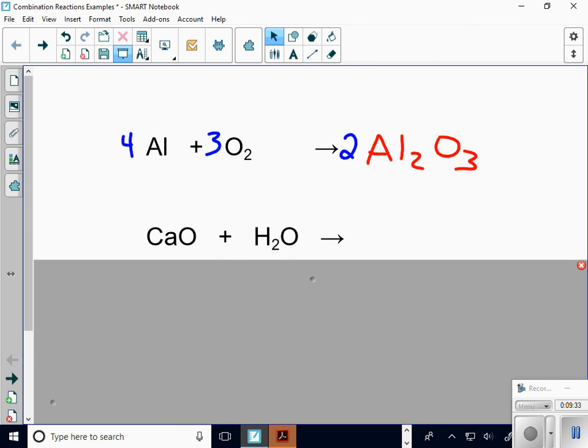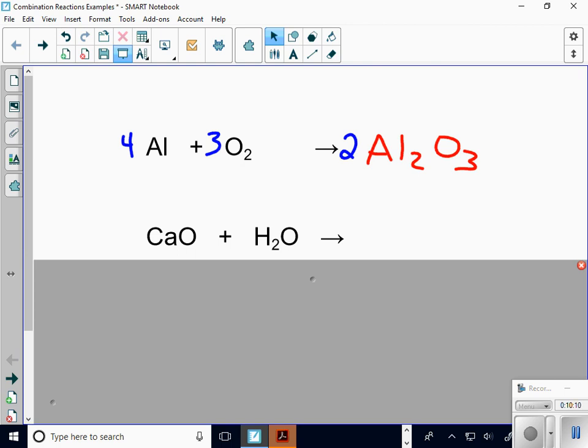Here's my next one. Go ahead and write it down, and let's identify which one of my 5 combination reactions this is. Which of the 5 am I dealing with? Anyone? Anyone? Parker?